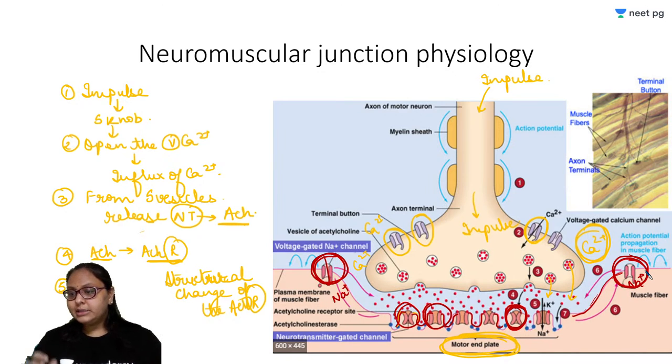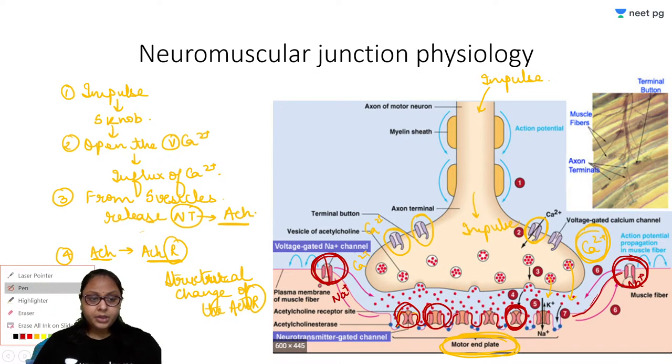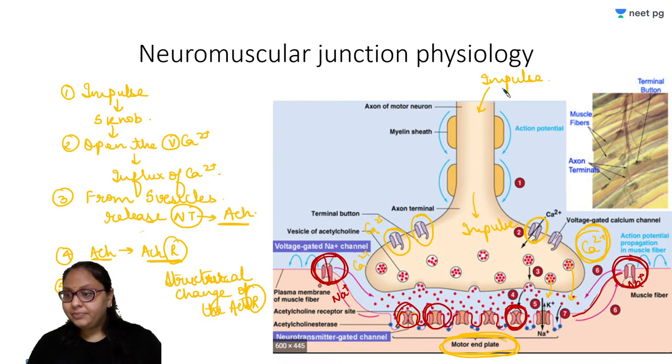Okay, I'll just quickly revise with you through this diagram. What is happening? The impulse is traversing from the axon. It enters into the synaptic knob, where there are synaptic vesicles.